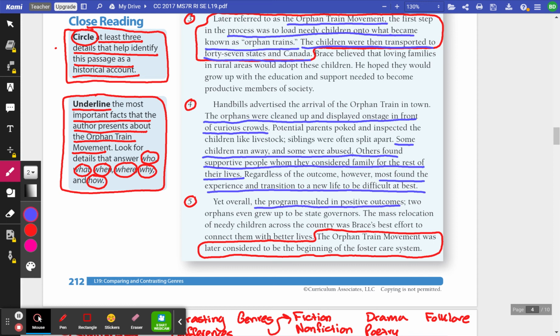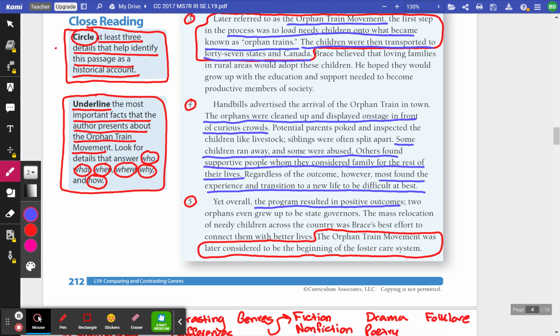So, regardless of the lens you look at the orphan train movement, the program definitely had positive outcomes. The children who they were transporting were orphans, so they didn't have the best lives possible. And I know some of them didn't have good lives after they were transported to the rural areas in the United States and Canada. But overall, the program did have positive outcomes regardless of how you look at it. And that's a fact that most historians can agree upon.